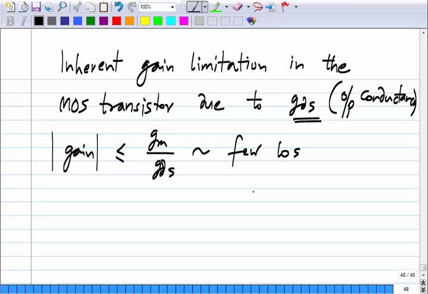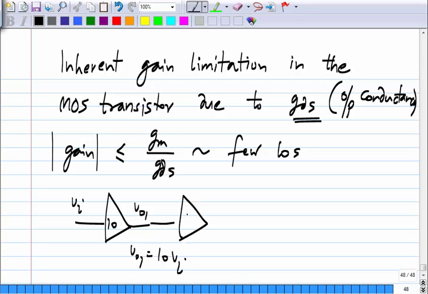That's called cascading. So let's say you had a gain of 10. That means VO1 is 10 times VI. Then you put three of these things together. What will be the gain? 1000. So if each one has a gain of 10, the three of them will have 1000, and it looks like there is no limit. I can put 6 and get a million and so on. Where is the catch?